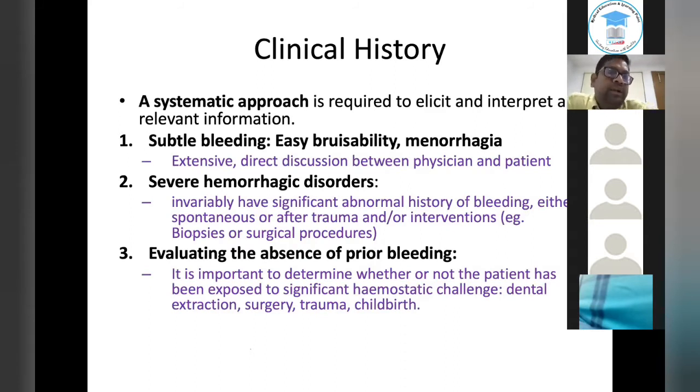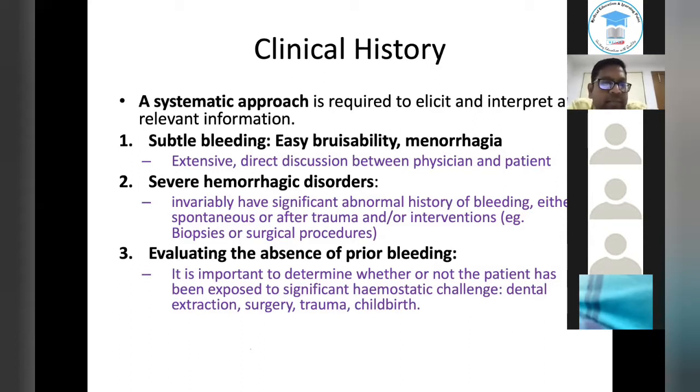What is important in those 5 questions we have discussed is the clinical history and the examination findings. And remember, in bleeding disorders or in thrombotic disorders, you need to have a systematic approach to elicit and interpret all relevant information. You cannot skip any relevant history and go directly to investigation. You will end up doing n number of investigations. At the end, you have to tell the patient or release the report that we could not find any hemostatic disorder. So what is that systematic approach?